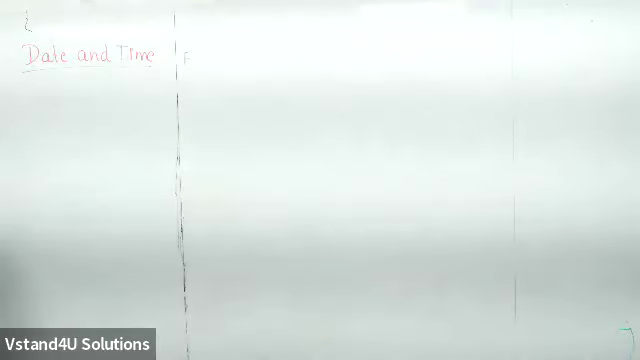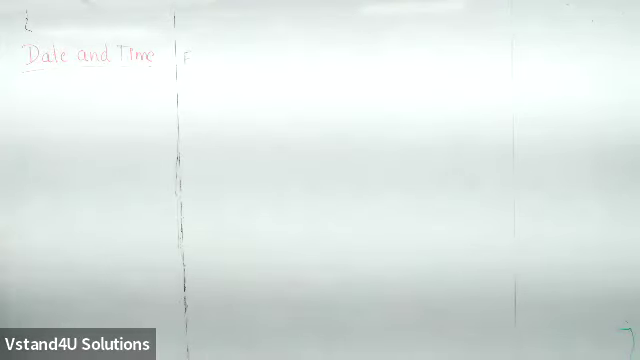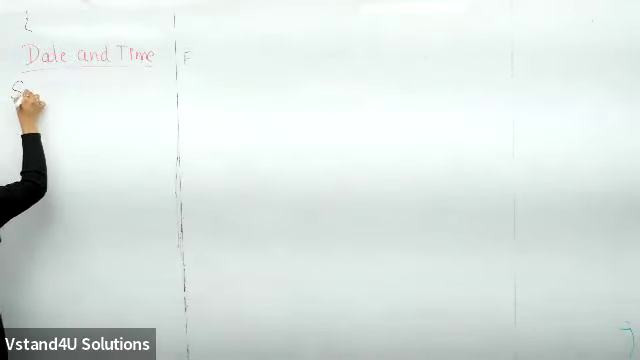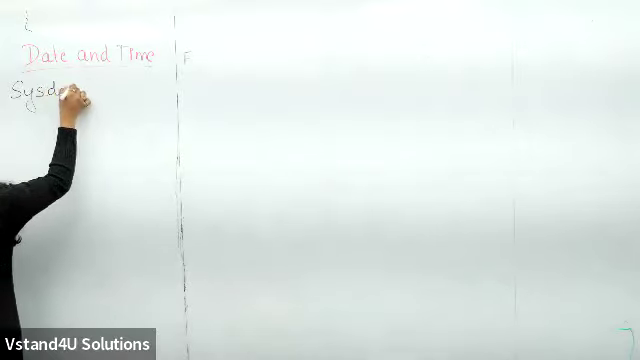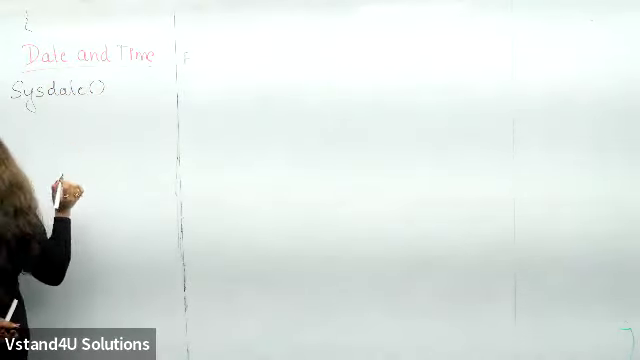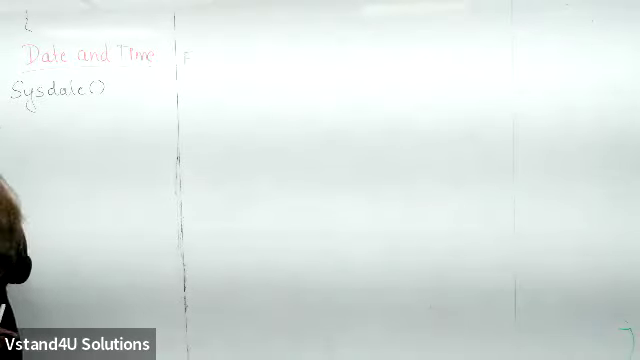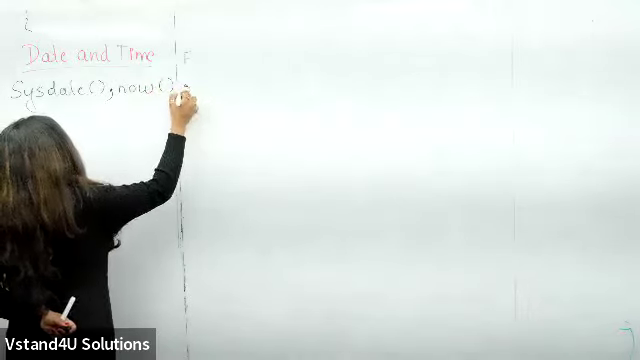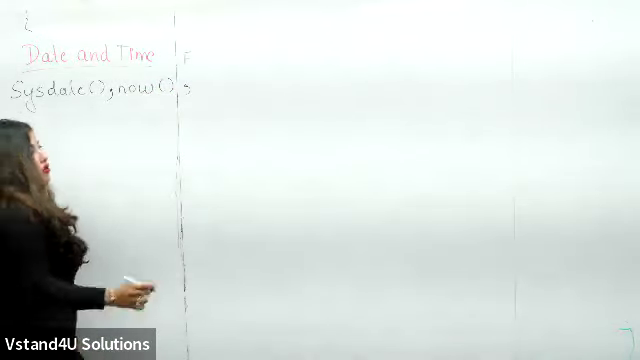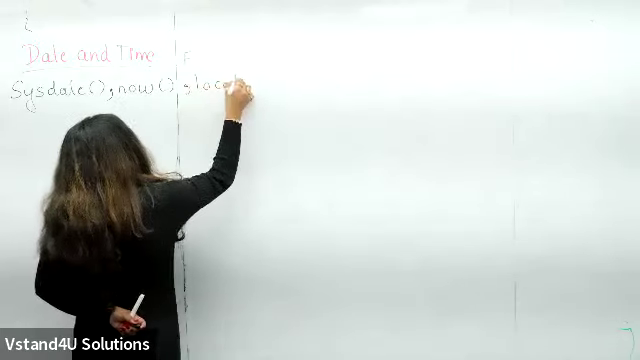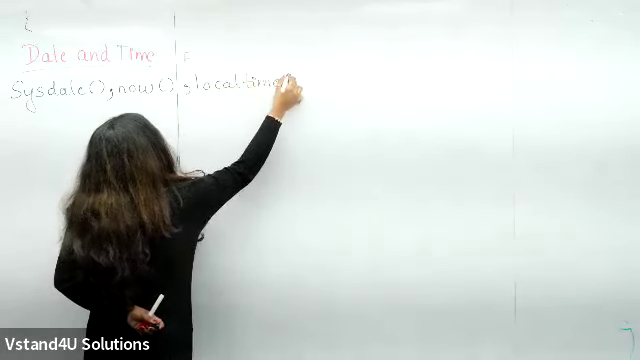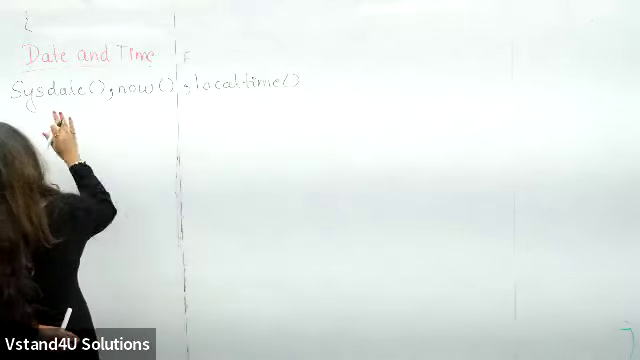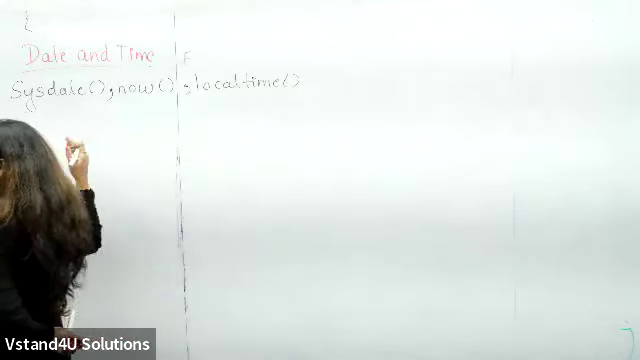Okay. In this date and time function, what is the first type? The first type is sysdate. What do you mean by sysdate? System date. What do you mean by now? Or what do you mean by local time? Is there any difference between system date, now and local time?